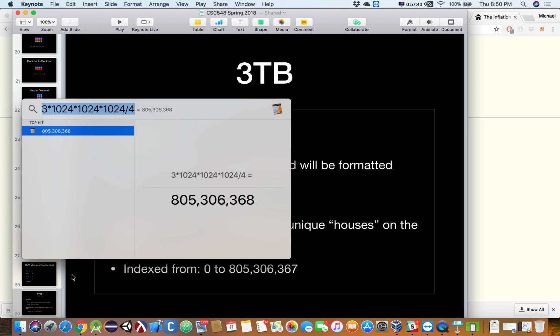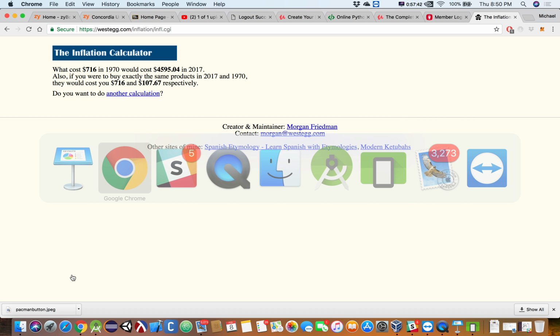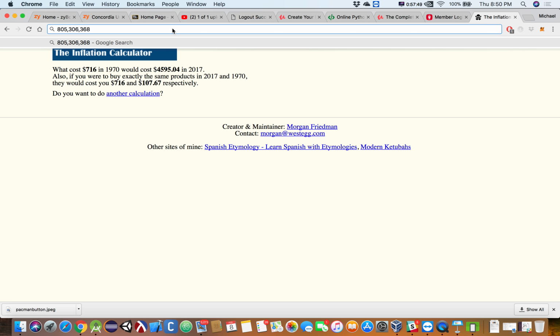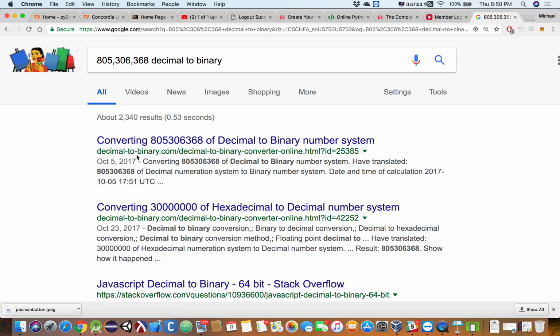Let's even see if we can get a website that'll convert. We can obviously convert it ourselves, but that might take a bit. So let's do that number, decimal to binary. Let's see if we have a site that will.